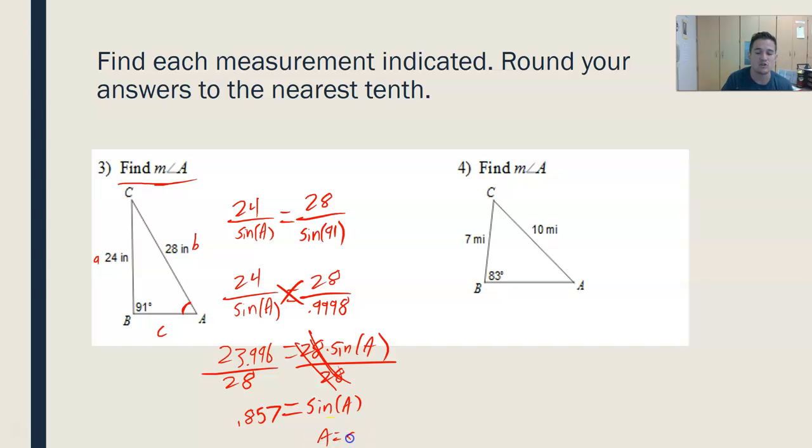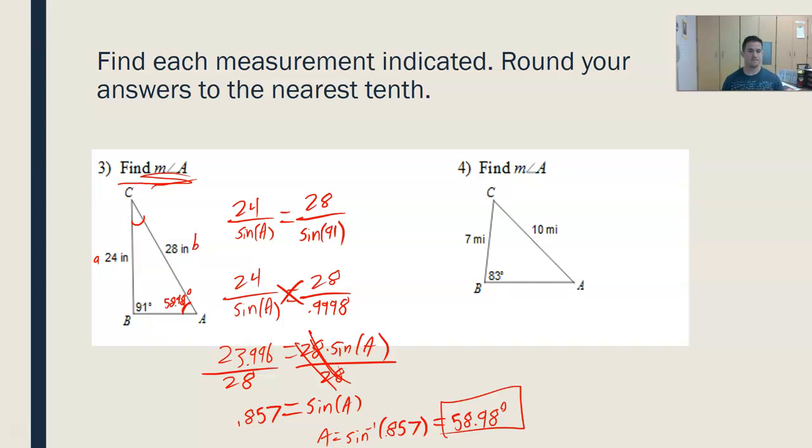So A is equal to the inverse sine of 0.857. The inverse sine of 0.857 is 58.98 degrees. So this angle right here is 58.98 degrees. We're really close to 60 degrees. And now if I wanted to keep going, I could go ahead and finish solving for this angle and this side, but since I'm just asked to find the measure of angle A, I'm going to go ahead and stop right there.